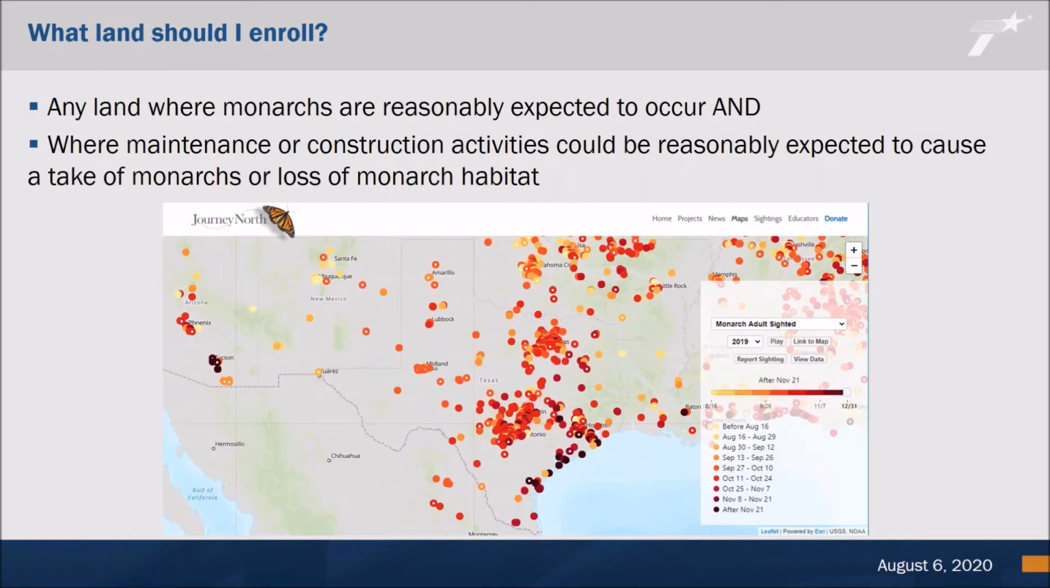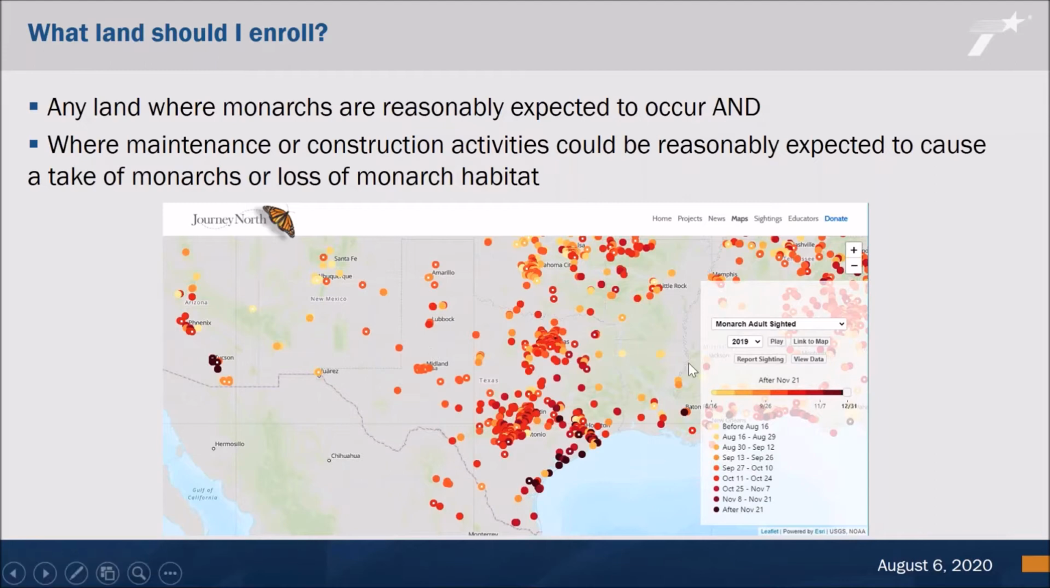So broadly speaking, what land should you enroll? Well, any land where monarchs are reasonably expected to occur, as well as where maintenance or construction activities could reasonably be expected to cause a take of monarchs or a loss of habitat, which would result in a take. Of course, that's what Dan and Phil had just talked about, and we won't get into that too much here.